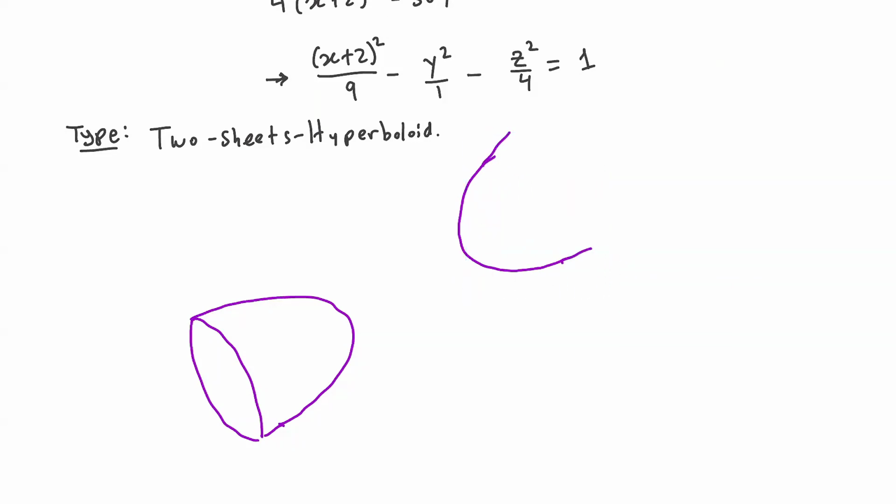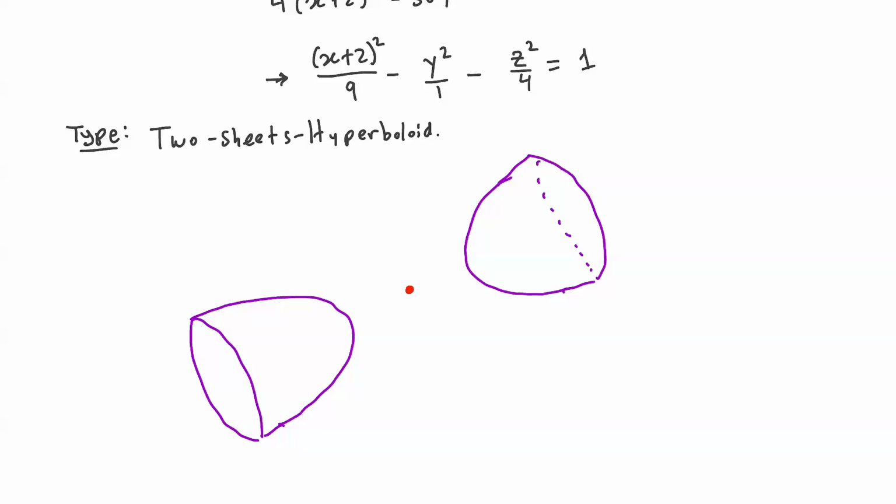And what is the center for this? The center will be the point (-2, 0, 0), right? Yes, (-2, 0, 0). So I'm going to label it here, on the left-hand side: center is (-2, 0, 0). Hopefully that's clear.